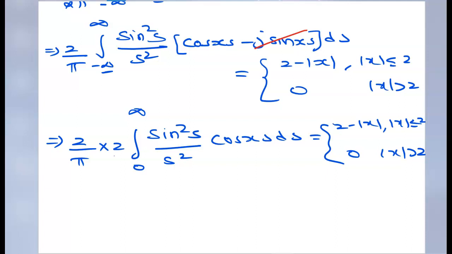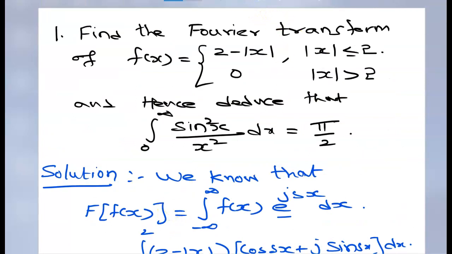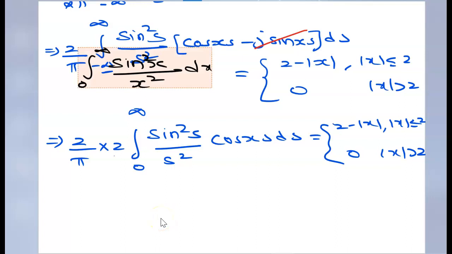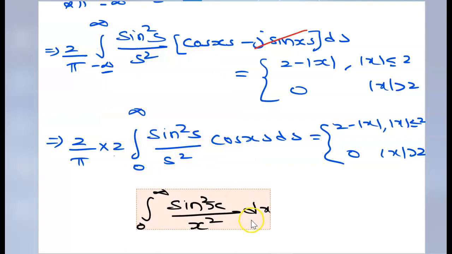So now 2 into 2, 4 by pi, integral over 0 to infinity. It is unnecessary to write this many steps; I'll come to the last step. What we require here is to substitute some value. Why are we doing this? We want this integral value. Let me bring it here, Control C. So this is the integral value I wanted.